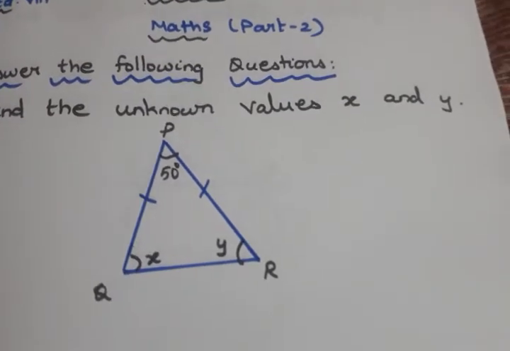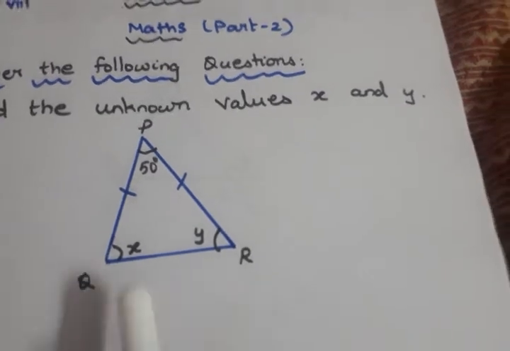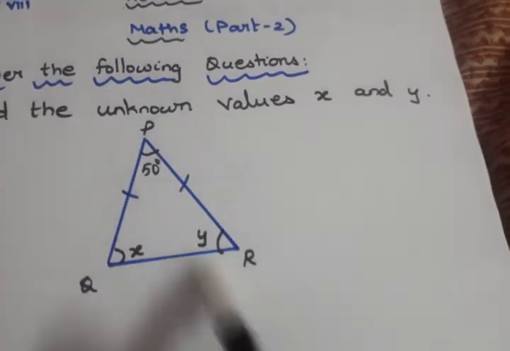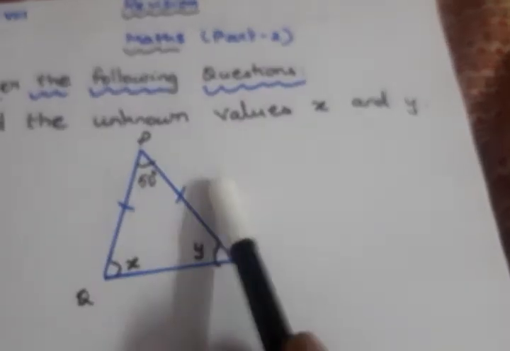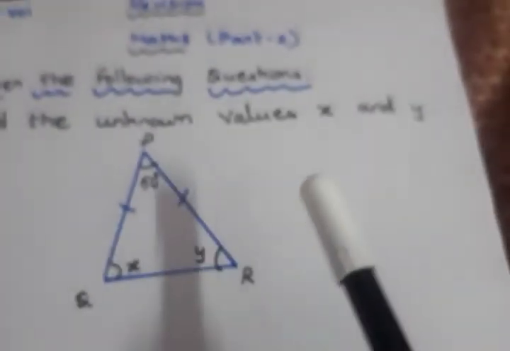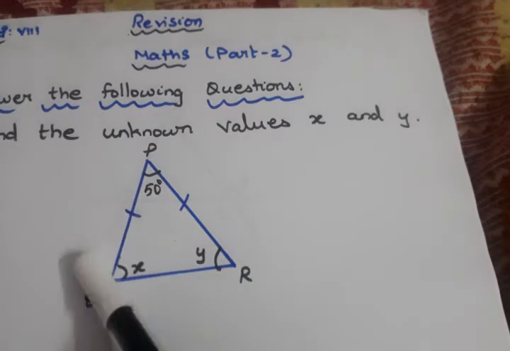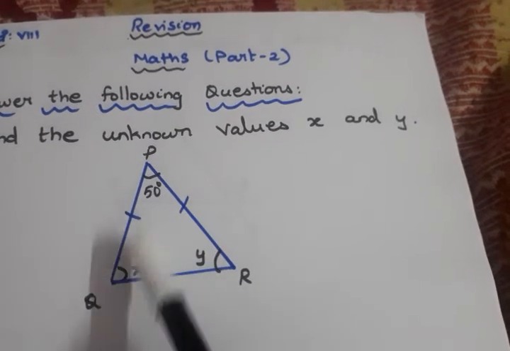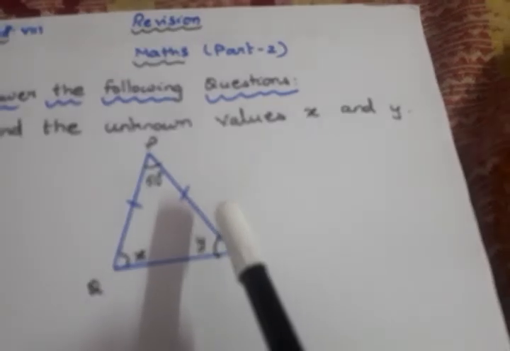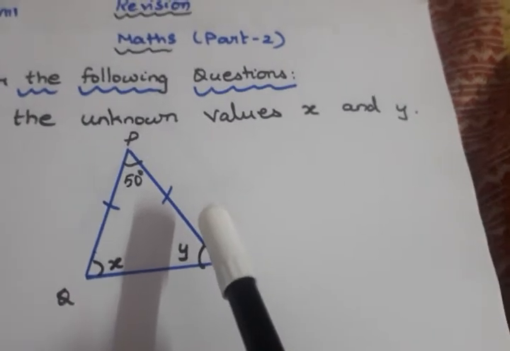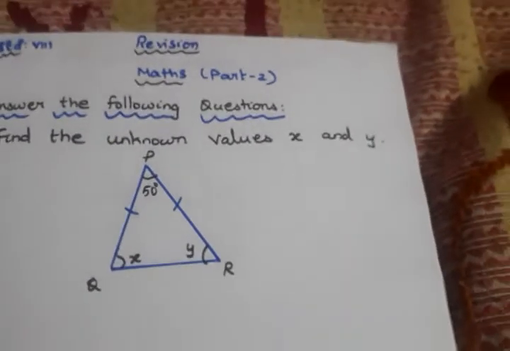Find the unknown values x and y. Take one triangle PQR. Two sides are equal, this side and this side, and one side is different. So which triangle is it? Isosceles triangle.